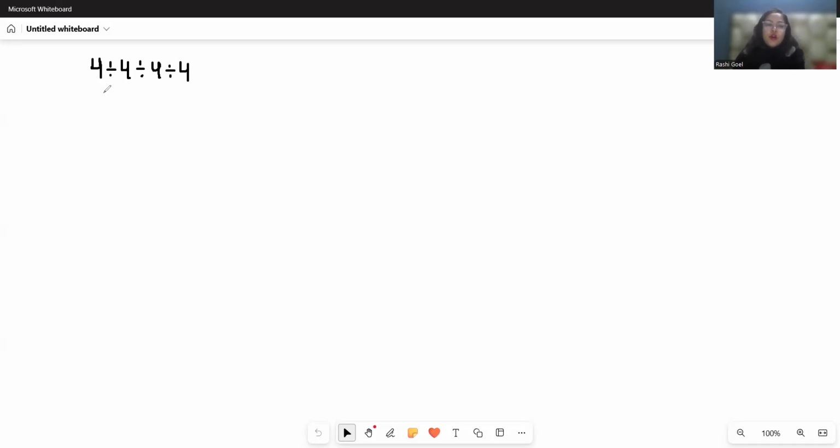Many people fail to solve this because they write 4 divided by 4 as 1, and 4 divided by 4 as 1, and then 1 divided by 1 as 1, which is the wrong answer. When the same operation repeats itself, that means this division sign, then you have to solve it from left to right and two terms at a time.